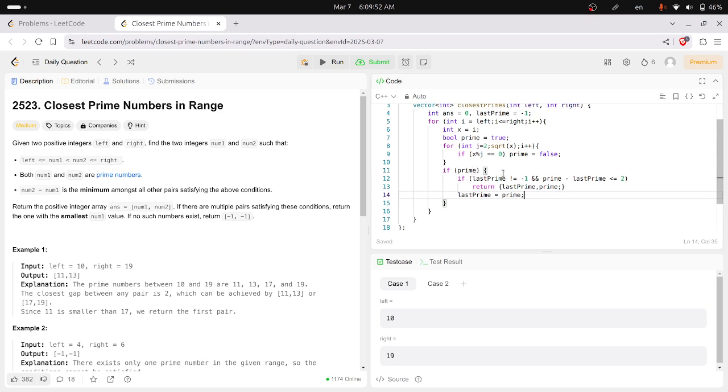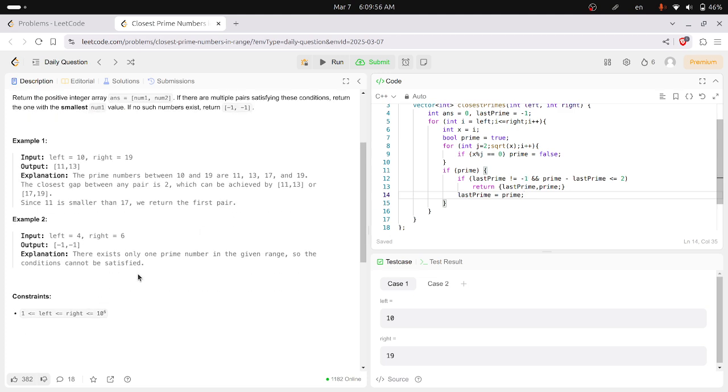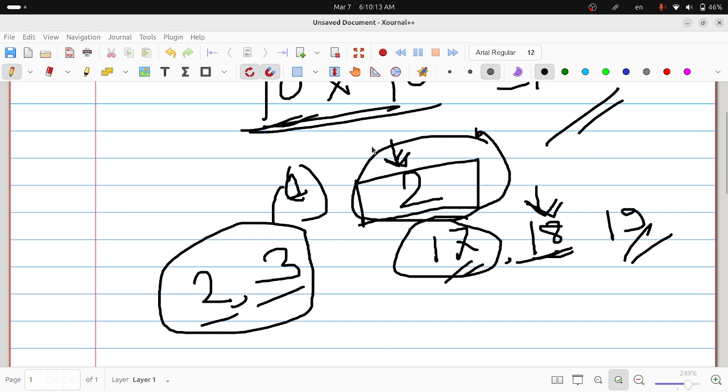So, it can happen. Can it happen that we don't find two primes that are at distance 2, that they have a distance of more than 2? Can it happen? Like 7, what are the prime numbers?